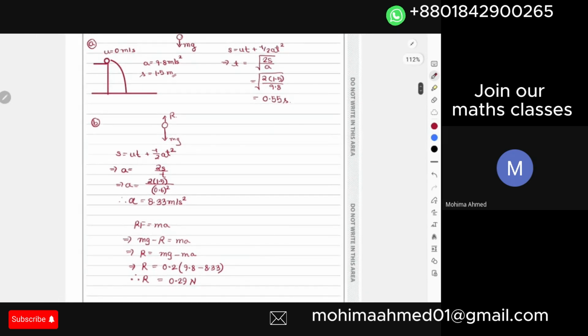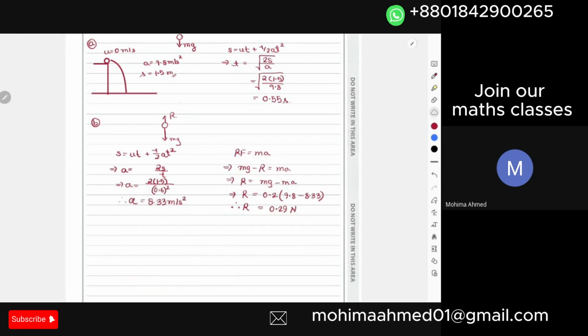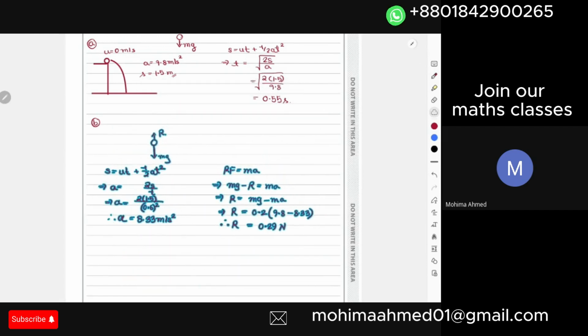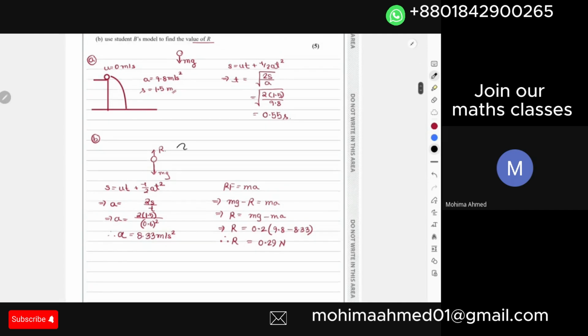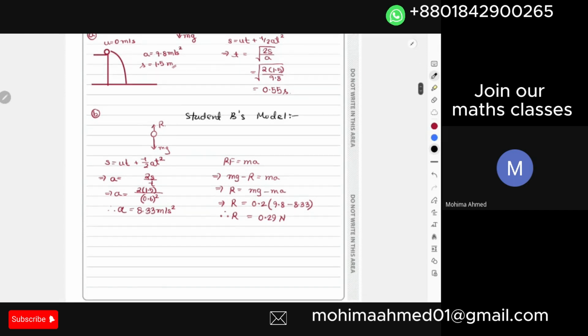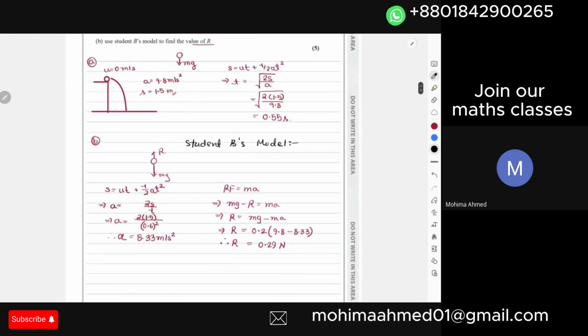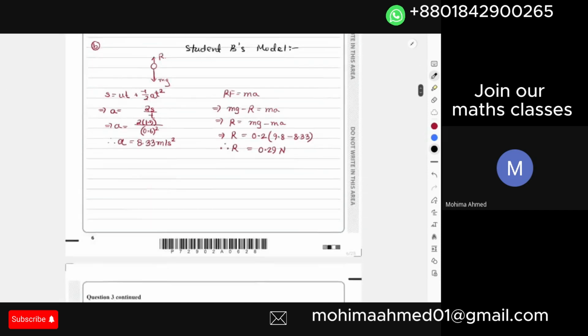Is this clear? Any problem from this part? No, miss. This was student B's model. Okay, then this is it for question 3.